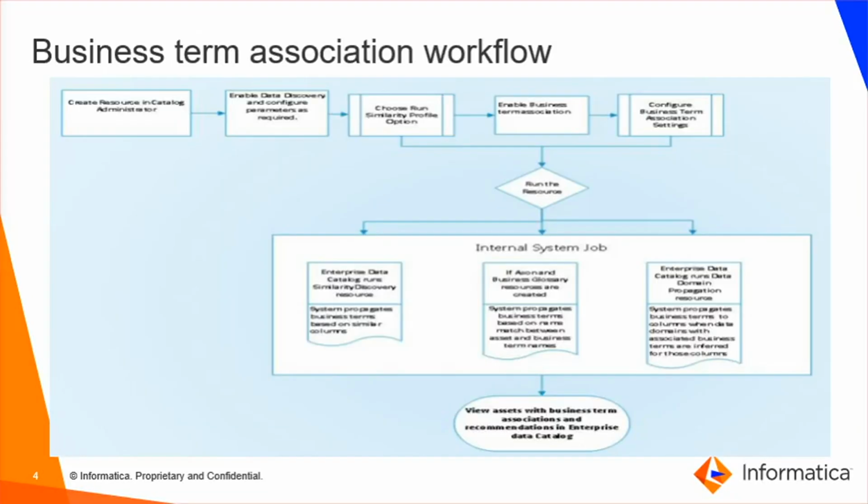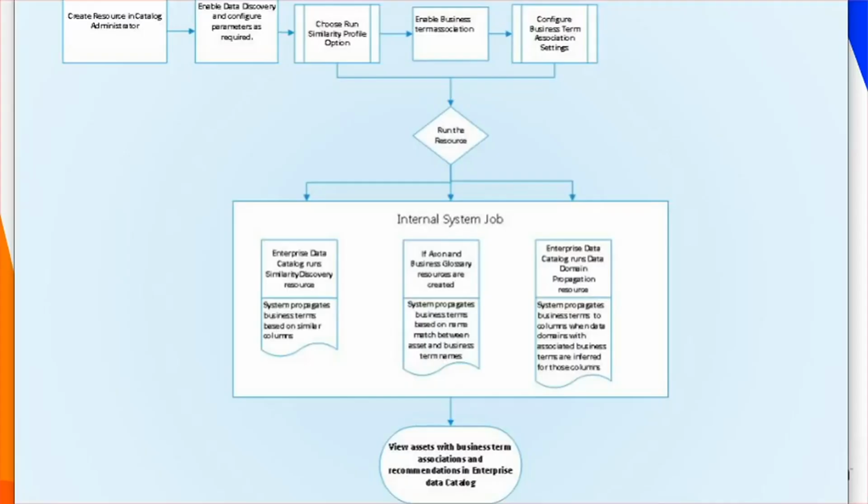Next, let's have a look at the business term association workflow. First, we create a resource in Catalog Administrator and then enable data discovery and configure its parameters. Next, we choose to run the similarity profile option. This is not required, but we can enable it to associate business terms for similar columns. Next, we enable business term association and configure its settings. Then, we run the resource, which in turn launches some internal system jobs.